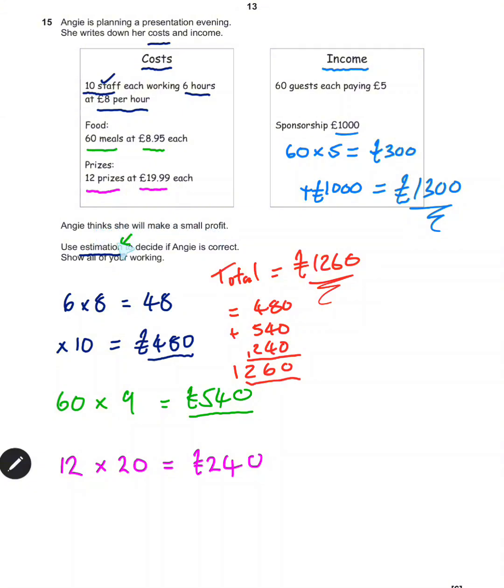It says she's going to make a small profit. Is she correct? Show your working. The profit she's going to get is 1,300 take away 1,260. She will make a £40 profit. So yes, she is correct.